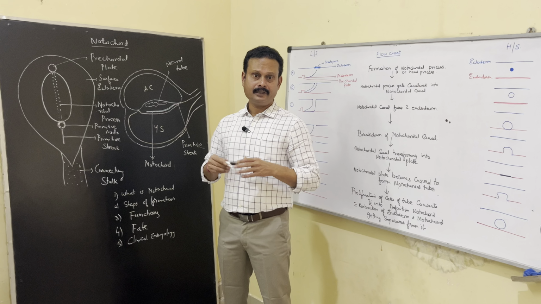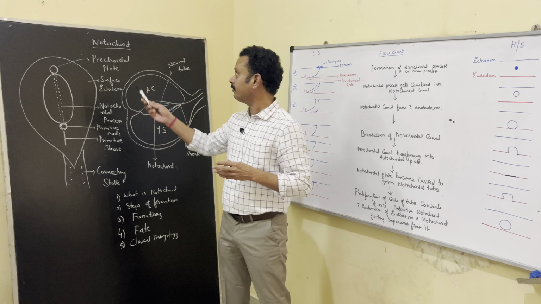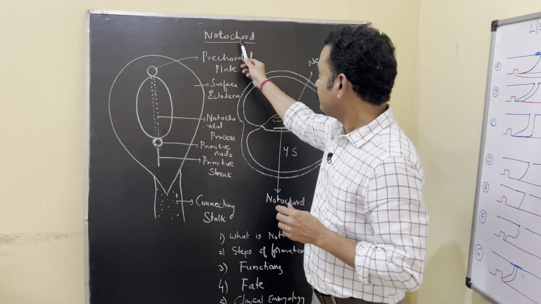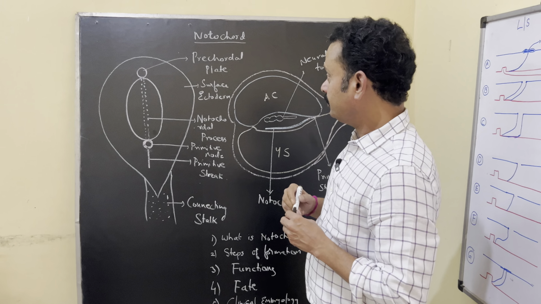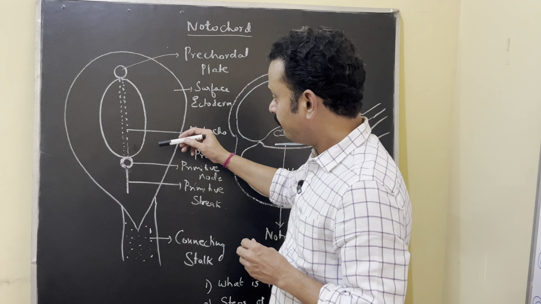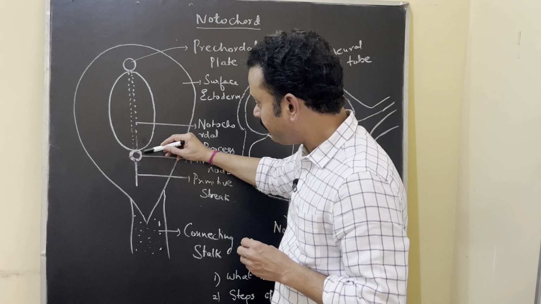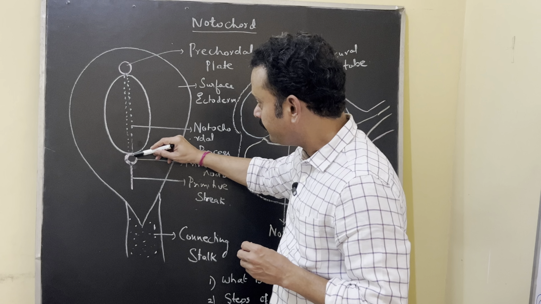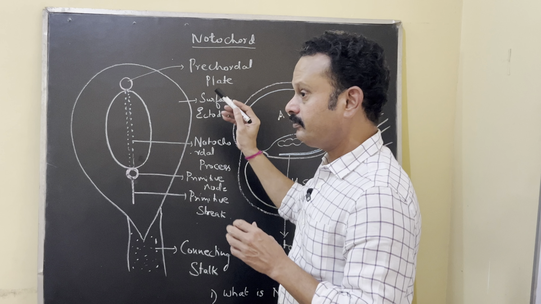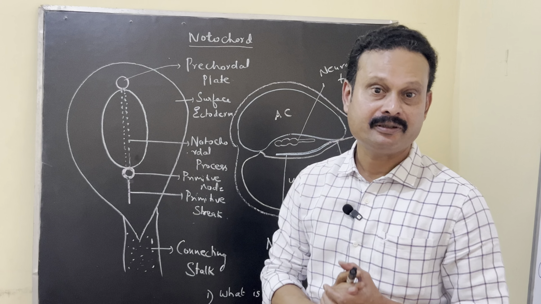Hello, let us now study about a topic called notochord. So what is notochord? Notochord is a midline structure which extends from the cranial part of the primitive streak to the precaudal plate, forming the central axis of the embryo.